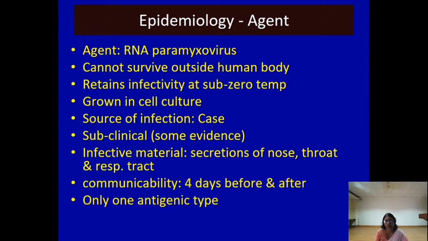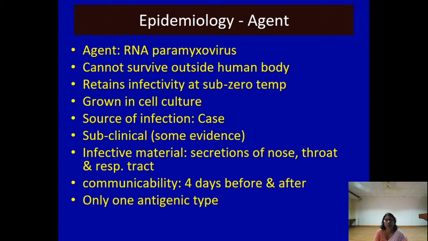Epidemiology. Coming to epidemiology, the agent. Agent is the RNA paramyxovirus, which I already told you all. The virus cannot survive outside the human body. So what was I telling? I said that there is no animal reservoir. So it cannot survive outside the human body. But it retains its infectivity even at sub-zero temperature. So it can still be infective in cold countries. And it is grown in cell culture.